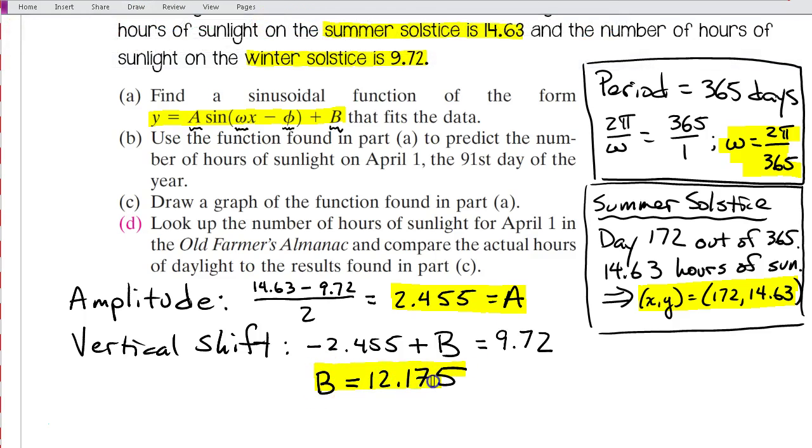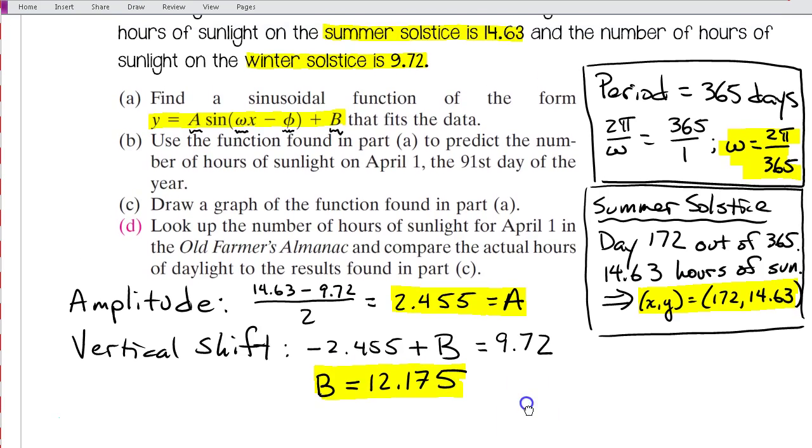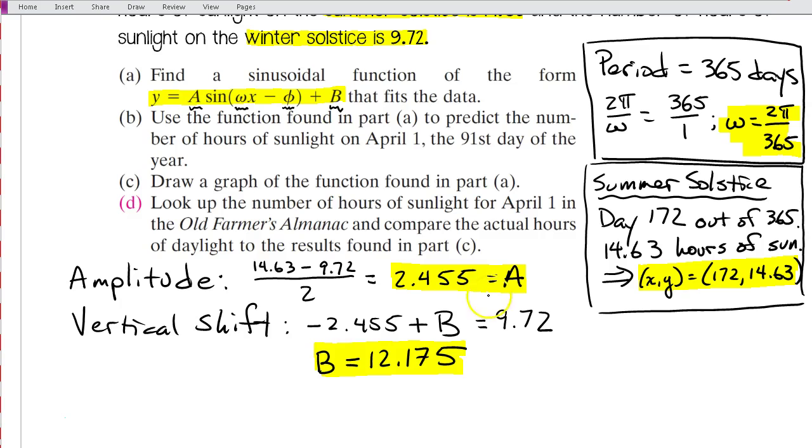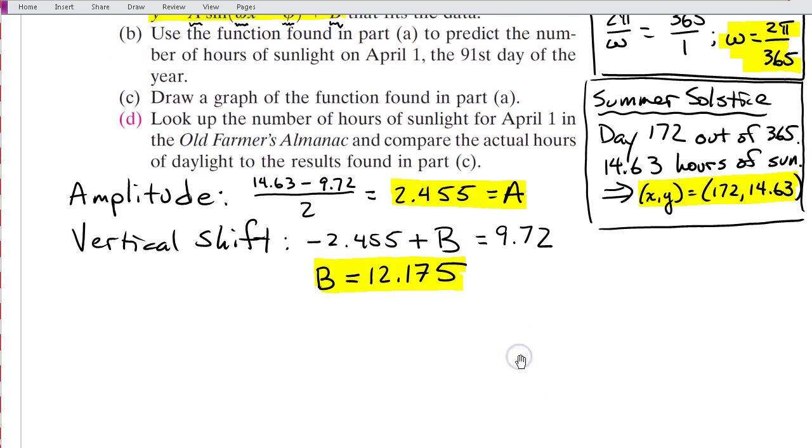And if you make a little sketch of what's going on here, that might help you as well. So if you want to pause the video and make a rough sketch of these 2 points and then connect it with sort of a sine curve. All right, so we've got B, we've got A, we've got a point for X and Y, and we've got our omega value. So I've got everything in this highlighted equation except for phi. So if I substitute these values into my function, then I can solve for phi.